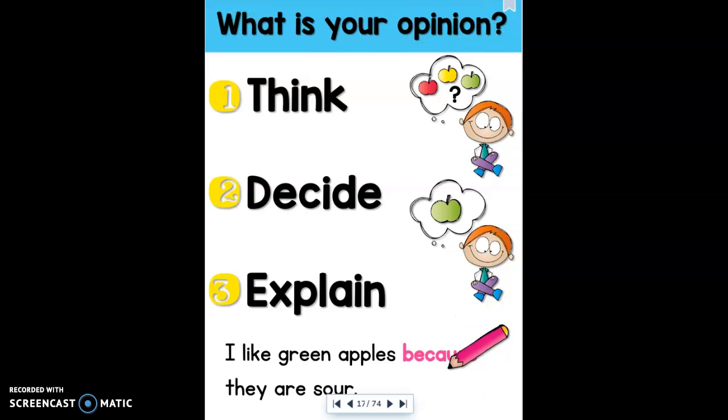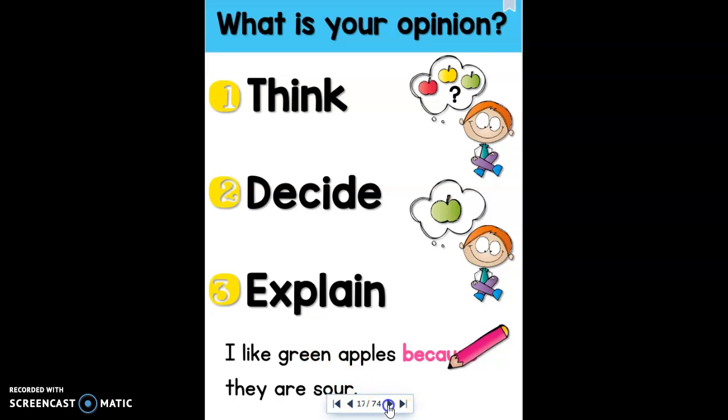I'm going to have you refer back to this page that's in the beginning of your folder, and it explains to us how we are going to proceed with opinion writing. So, if you remember from Wednesday, when we have opinion writing, the first thing we need to do is think. Think about the question that is asked. Then we're going to decide how we feel about it. And then finally, we're going to explain with a picture and our words why we feel that way.